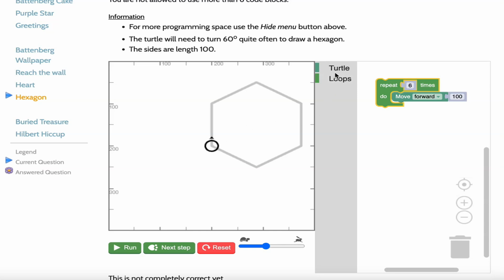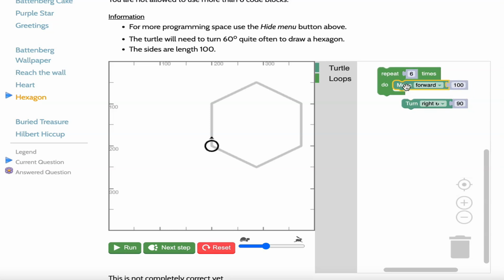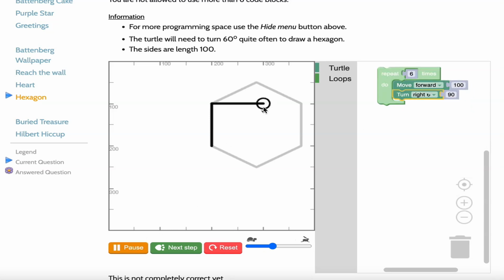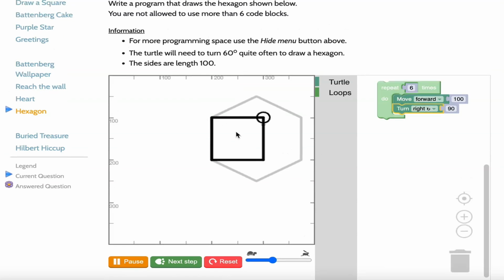We could, of course, turn right by 90 as a default value and run it and see what happens. So of course I need to move forward first and then turn right. So I'm going to swap those blocks around and I'm going to run it and see what happens. As you can see, this of course is creating a square. This is because the turn right of 90 degrees isn't the correct amount of degrees that I need to turn.